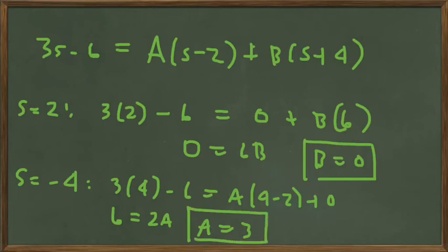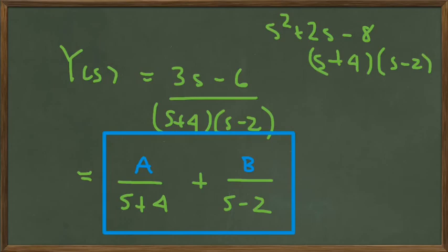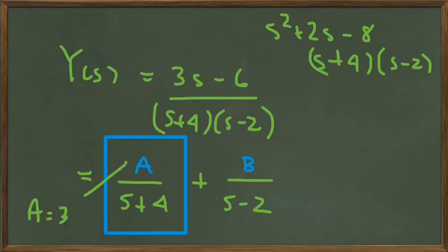And so going back to this expression here, b equals 0 and a equals 3, and so all we have is this, that Y(s) equals 3 over s plus 4.